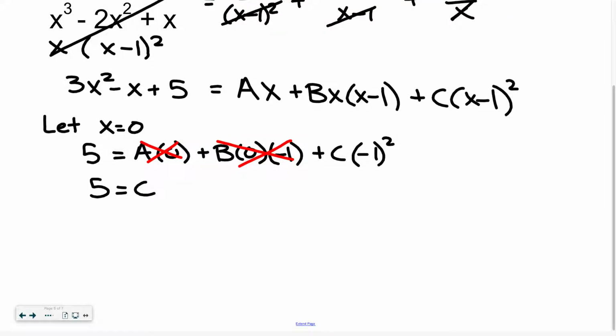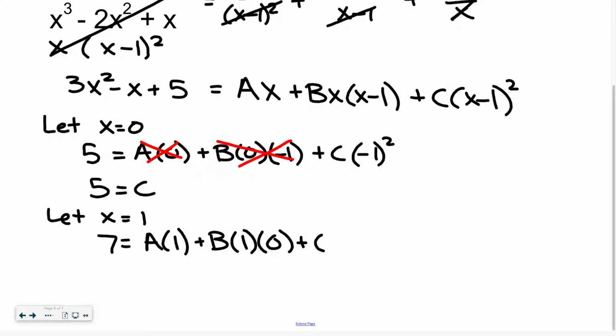Now, you guys told me let's let x equal 1. Make sure when you do anything like over here that you do the exponent before multiplying. So 1 squared is 1 times 3 is 3. Minus 1 is 2 plus 5 is 7. And then I'll have a times 1 plus b times 1 times 0 plus c times 0 squared.